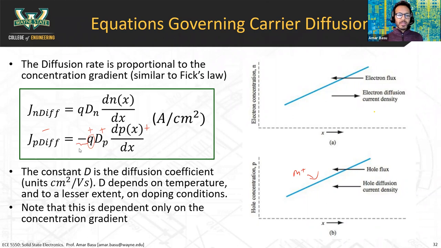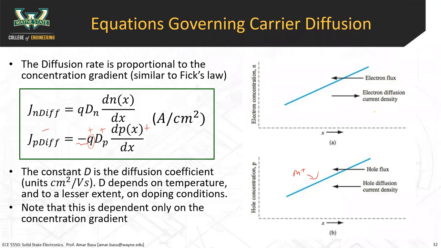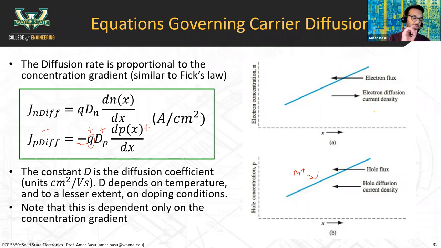Sometimes students forget about this negative sign, that's why I just want to emphasize it. But in JN, we don't have a negative because the Q is negative. No. The Q is a constant. Q is always positive. So this term is positive for the electron. This is positive. This is positive.